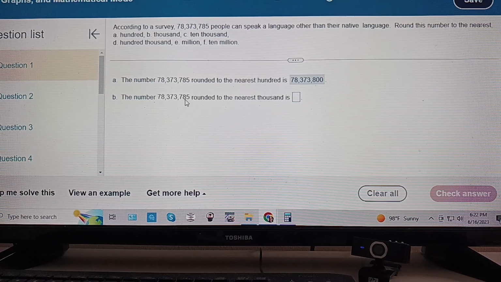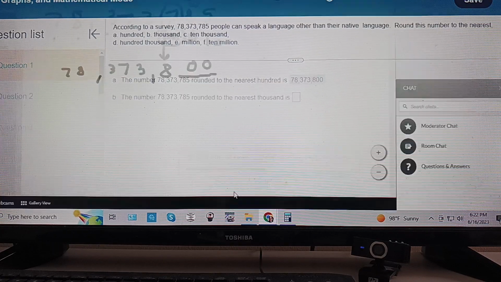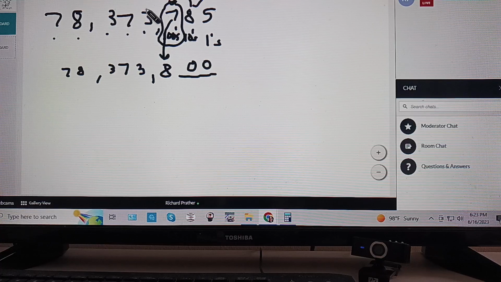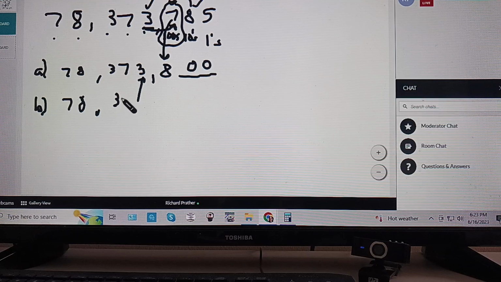Okay, next, same number. They just want you to round to the 1,000 this time. 1,000 is this next spot right there. So, again, just look at the next digit behind it, although you should look in the original problem. There was a 7 there, so that means I need to add 1 to this 3. So part B, you're going to write everything in front of that the same, 78 and 37. And then either this 3 stays the same or you add 1. I have to add 1 because there's a 7 there. So it'll be a 4, and then everything after that's just a 0.